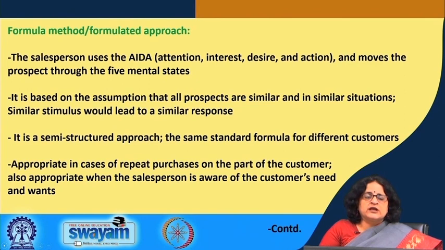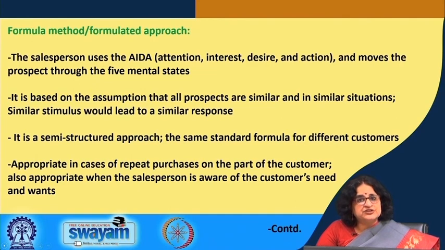While we focus on the attention, interest, desire and action, we also think about the fifth stage, which is satisfaction. And so the prospect moves through the 5 mental states, and it's the responsibility of the salesperson to move him through these 5 stages. Now this particular approach is appropriate in cases of repeat purchases on the part of the customer. It is also appropriate when the salesperson is aware of the customer requirement, and so he would present his offering keeping in mind the attention, interest, desire, action and satisfaction model.